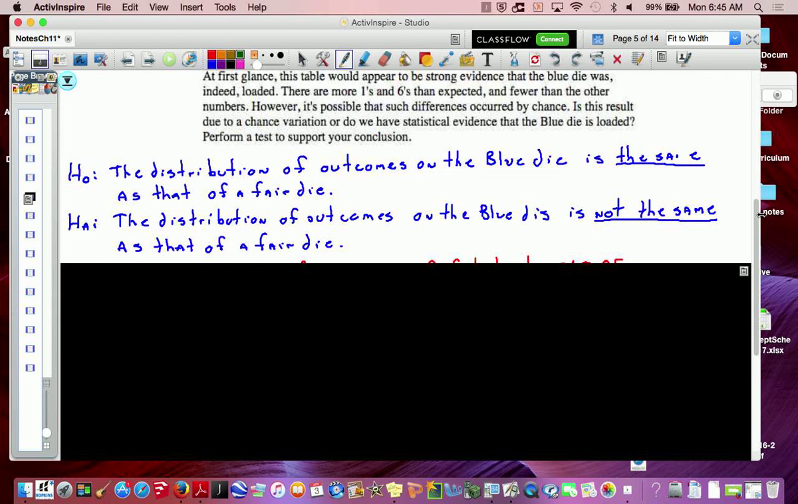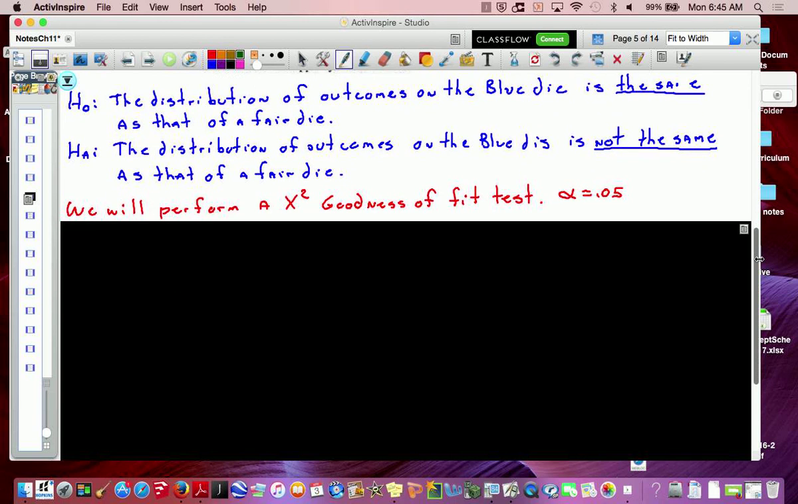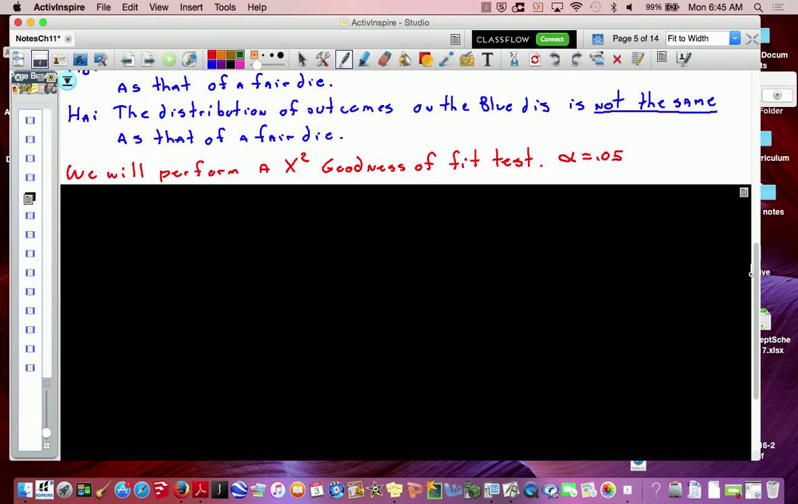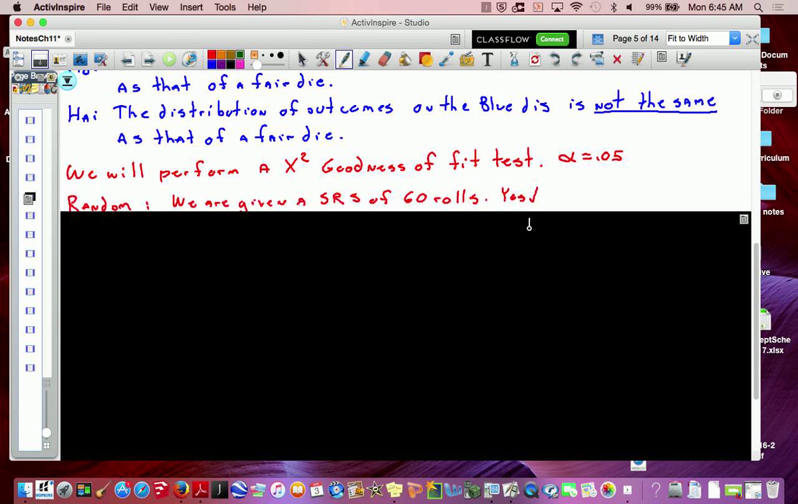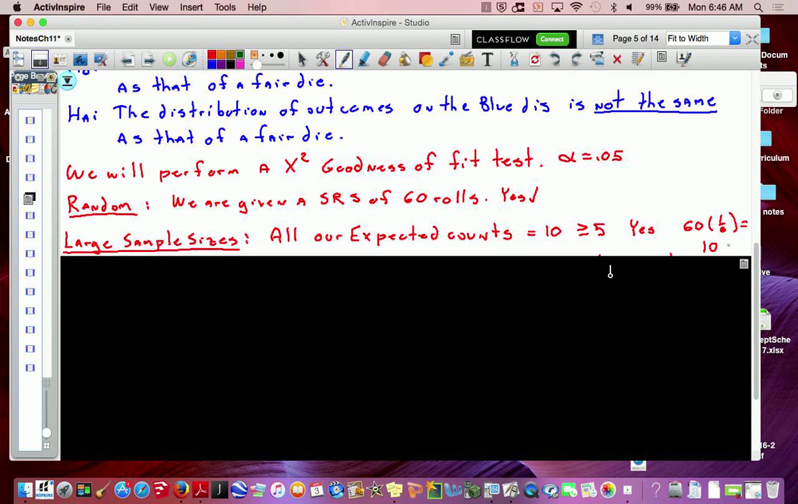All right, so in our plan, we're going to say which type of test. This is the chi-square goodness of fit test. So then we talk about it being random. Statistician collected a random sample of 60 rolls. Are all our expected counts greater than 5? Yes, because they all should be 10. 1/6 of 60, since they're all equal, we should have 10 of each outcome.